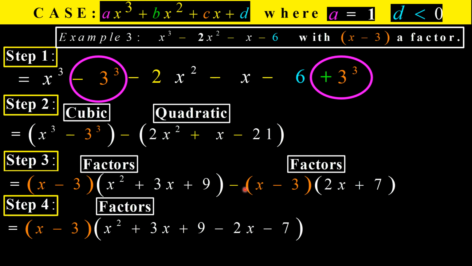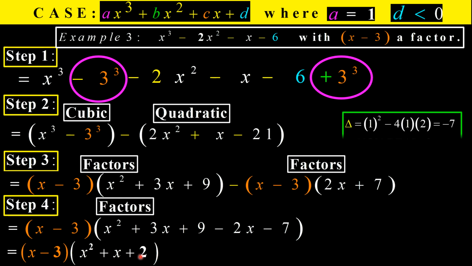And now I've got minus times 2x is negative 2x. Negative times positive is a negative 7. And if I now simplify that, that gives me x squared. 3x minus 2x is x. 9 minus 7 is 2. And there I've got it there.